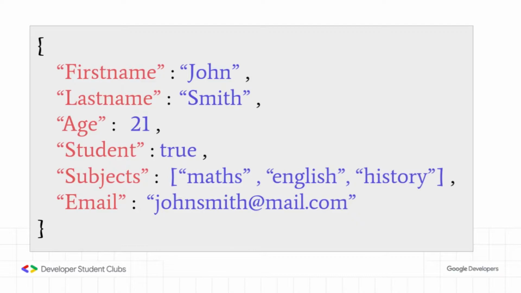So here is an example of a JSON file. The first name denotes the key and John denotes the value, which is a string data type. Various data types can be used for values, like string, numbers, booleans, object, array and null. So here John is a string type, age is a number 21, student is true which is a boolean, and subjects is an array which contains maths, English and history.